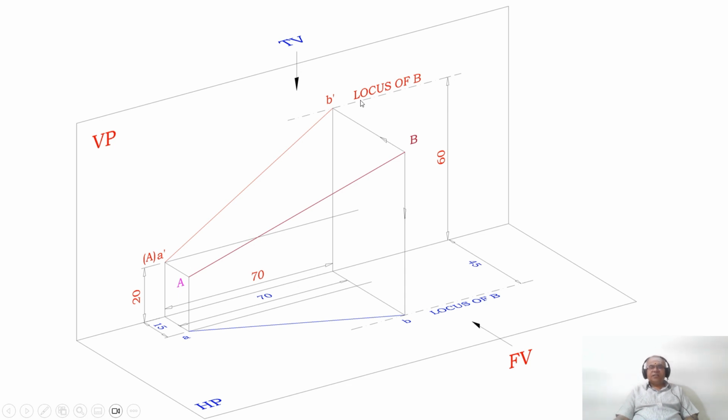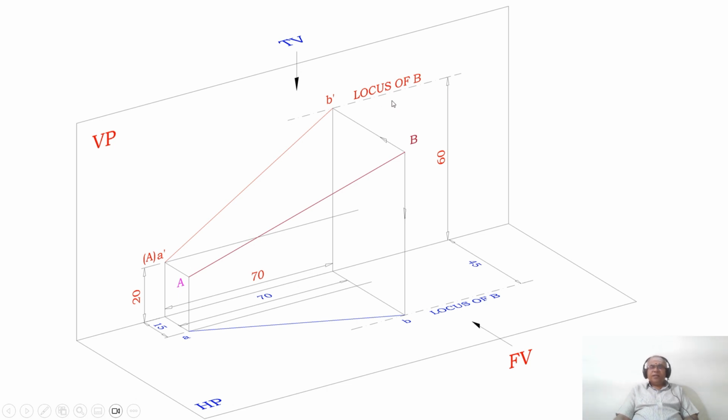Similarly, he has given the distance in front of VP, which is 45 mm. So when you look from the top view, I can see the distance from here to here. When you look from the top view, that point is going to fall on the horizontal plane, where you have small b. So now we have the locus of B in the top view, and you have the locus of B in the front view.